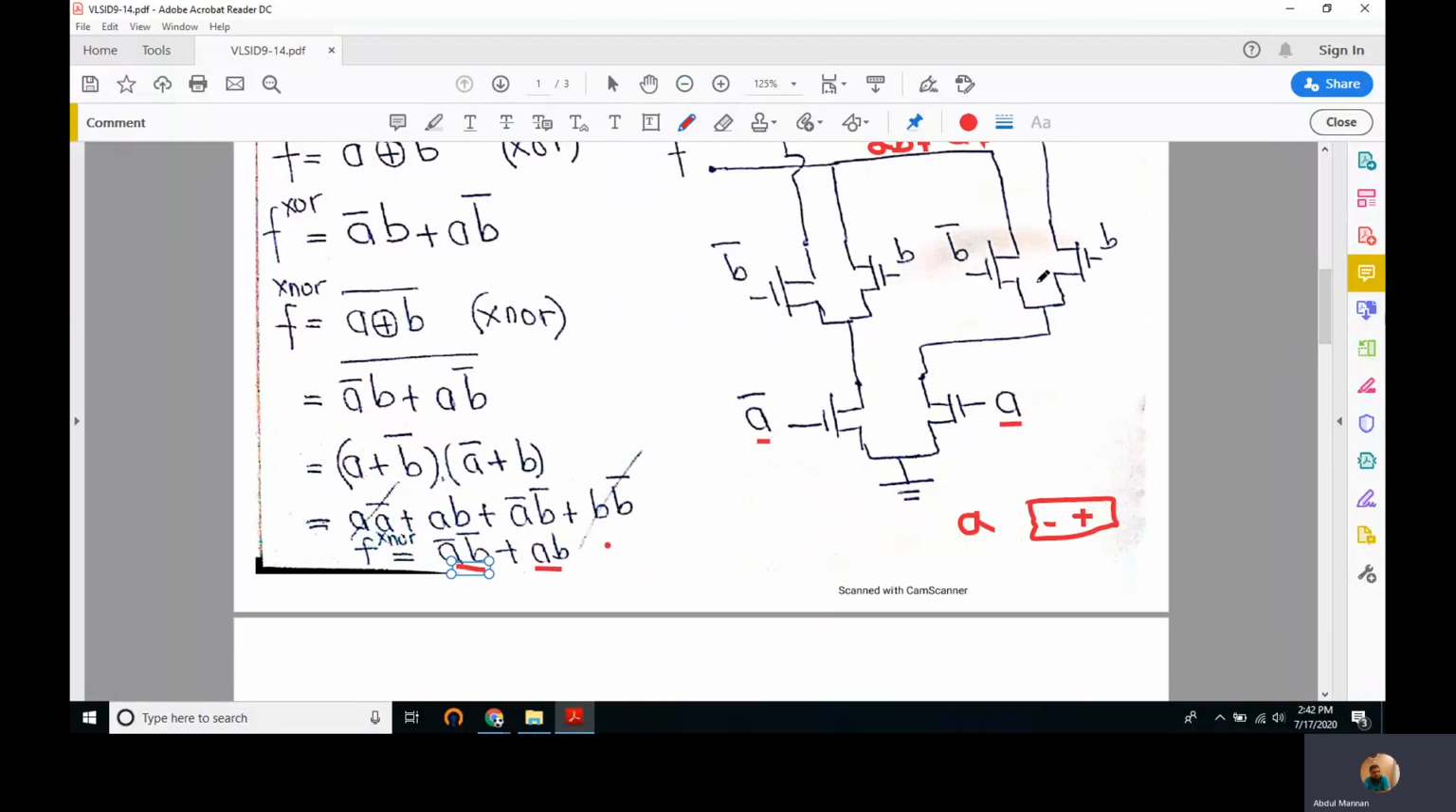So similarly, we can represent B and C and any other variable like this. So it's a shorthand notation of having these two transistors as a pair.